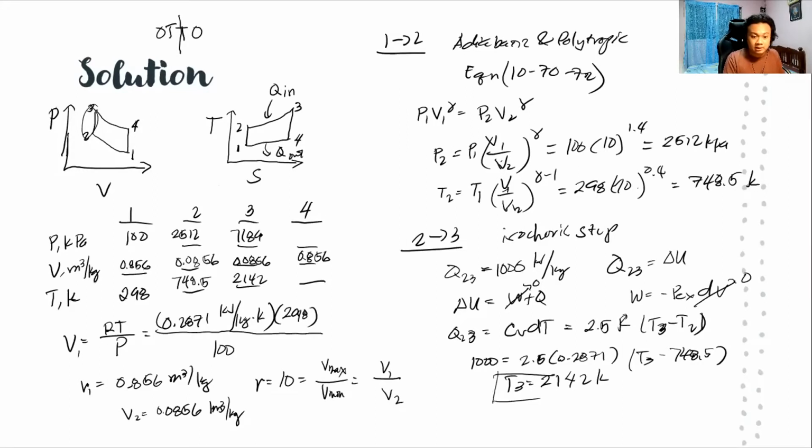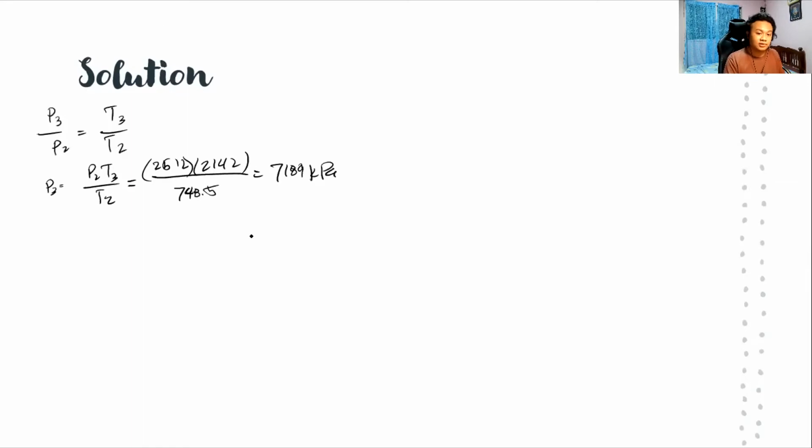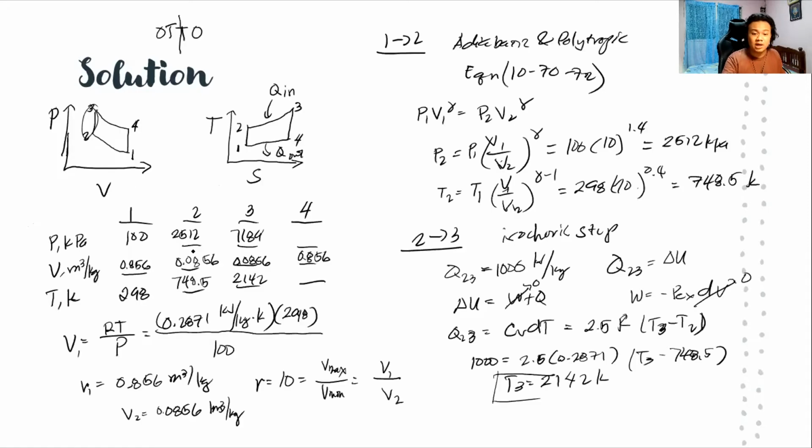Okay, and now for the final step. For the final step, it's just 3 to 4, diba? As you can see, it is also adiabatic and polytropic, so use the same equations. So we have P4 over P3 equals V3 over V4, diba? And then this is raised to gamma. As you can see, V3 over V4 is actually the reciprocal of 10.